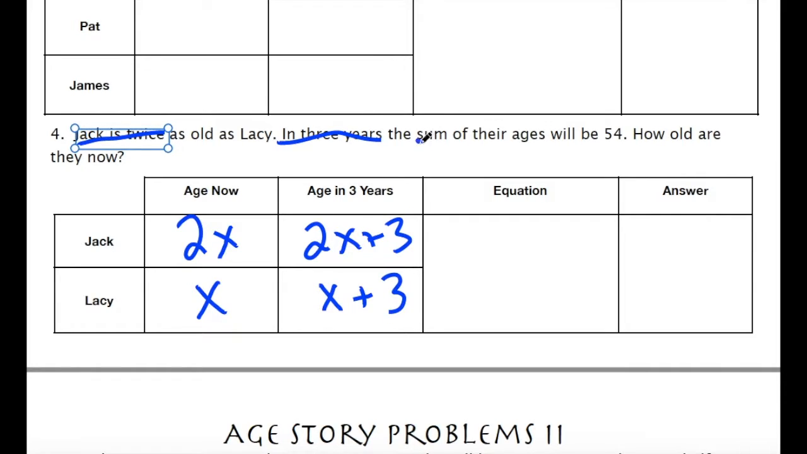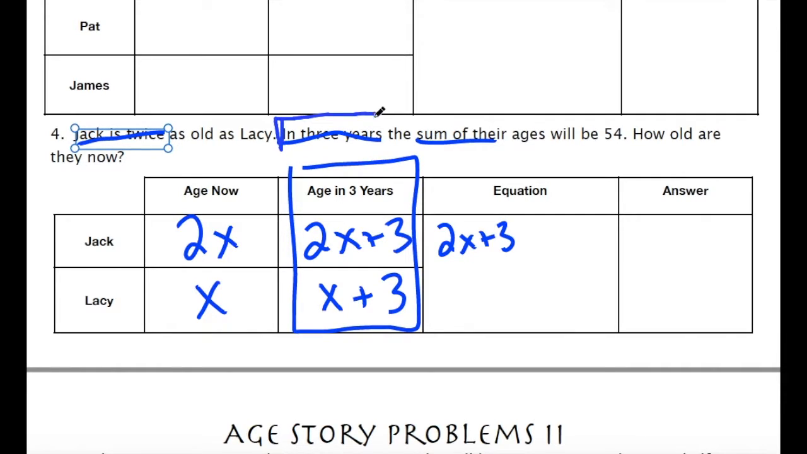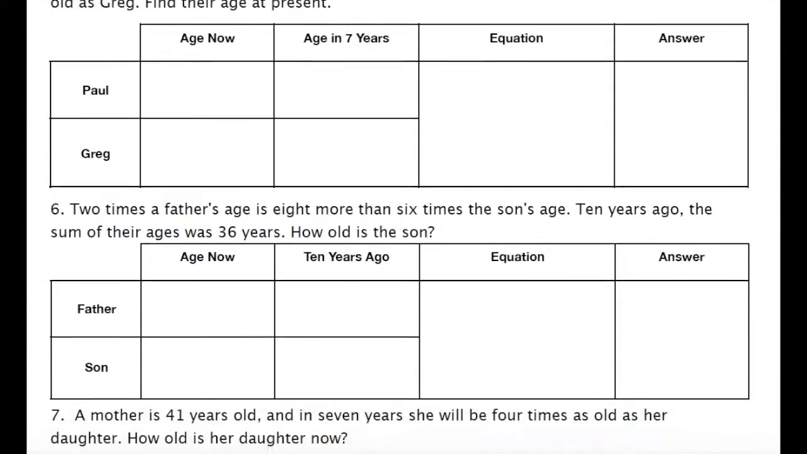In 3 years, the sum of their ages, so again, Jack, 2x plus 3, we're using this data right here in 3 years because it says in 3 years. That's our hint that that's the data that we're going to use. So their age in 3 years added together is going to be equal to 54. Again, you have a nice equation now that you can simplify.